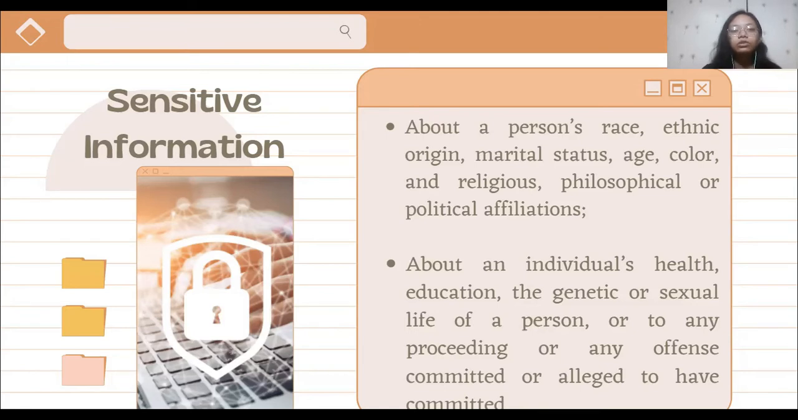It is also about the person's race, ethnic origin, marital status, age, color, and religious, philosophical, or political affiliations. About an individual's health, education, the genetic or sexual life of a person, or any proceeding for any offense committed or alleged to have been committed. Now, let's proceed to the next slide.